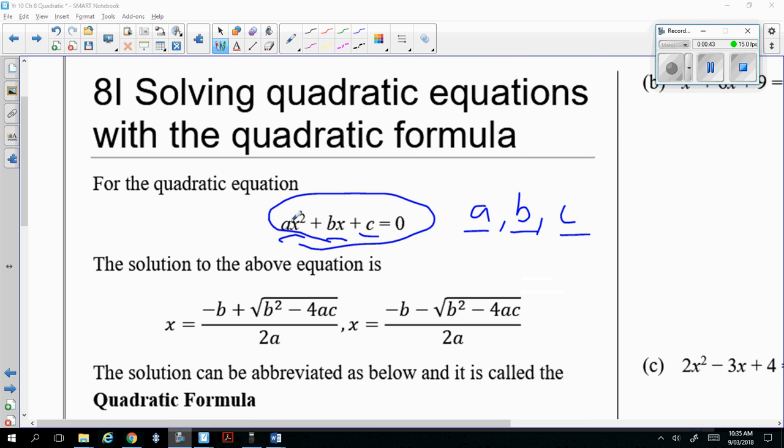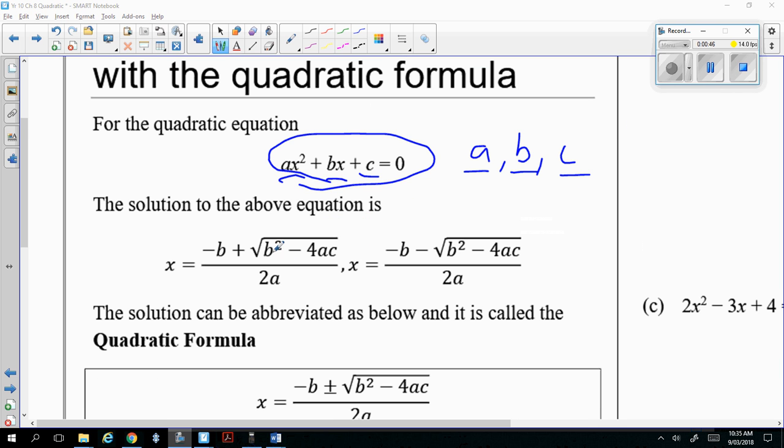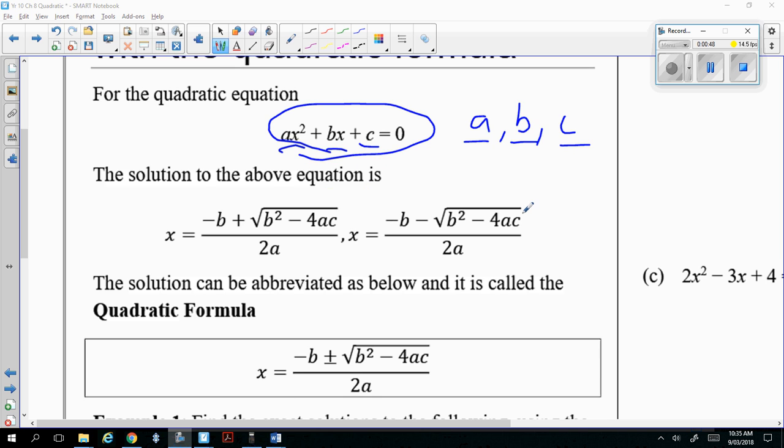So you have these numbers a, b, and c, which you substitute into the formula. As we know, the equation has two solutions, x1 and x2, two answers. They look very similar, except one with a plus, one with a minus. So we can abbreviate that into this form, plus or minus. Okay? It looks very complicated, but it's actually quite easy to use.